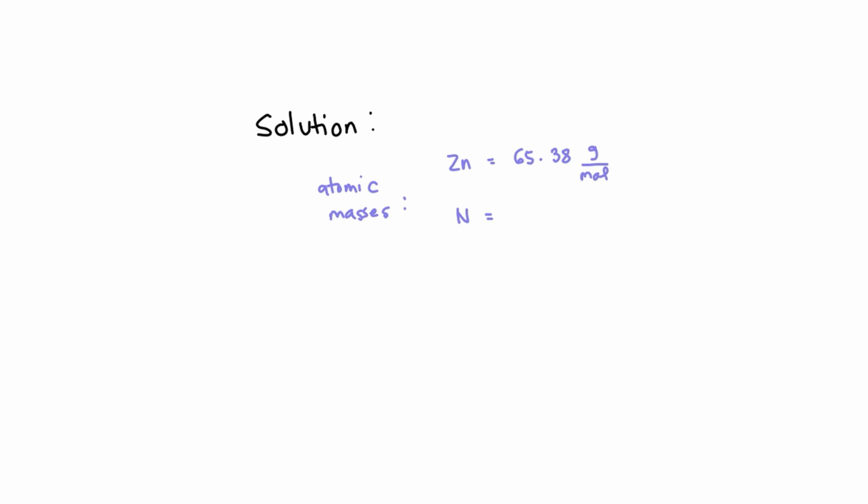And then for the other element, we have nitrogen. So the atomic mass of nitrogen from the periodic table is 14.01 grams per mole. And then we have oxygen as well. Atomic mass of oxygen is 16 grams per mole. So these are the elements in the given compound. Now let's solve for the formula mass.